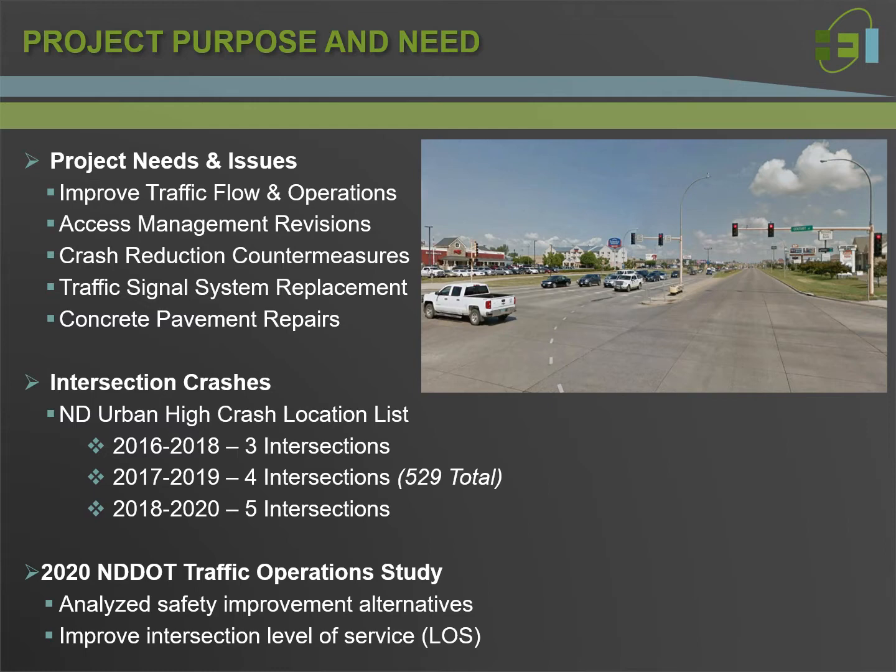Intersection crashes are a key factor in the need for improvements along this corridor. Reducing the potential crash conflict areas would lead to improving intersection and corridor safety. Currently, there are 5 intersections on the North Dakota Department of Transportation Urban High Crash Location List, which has been increasing over the past 5 years. In efforts to improve traffic safety and operations, a traffic operations study update was completed by the North Dakota Department of Transportation in 2020. The update analyzed improvement alternatives that could improve safety while simultaneously improving level of service throughout the corridor from Divide Avenue to Calgary Avenue.